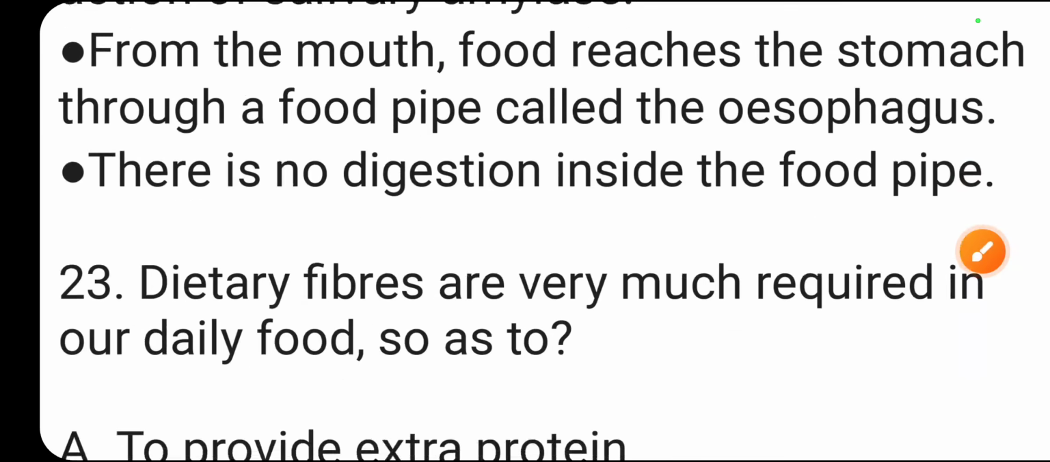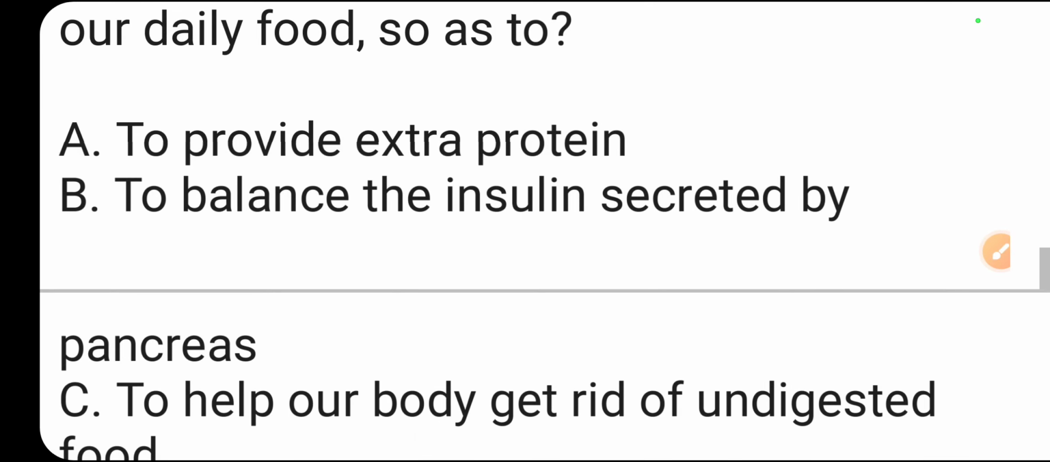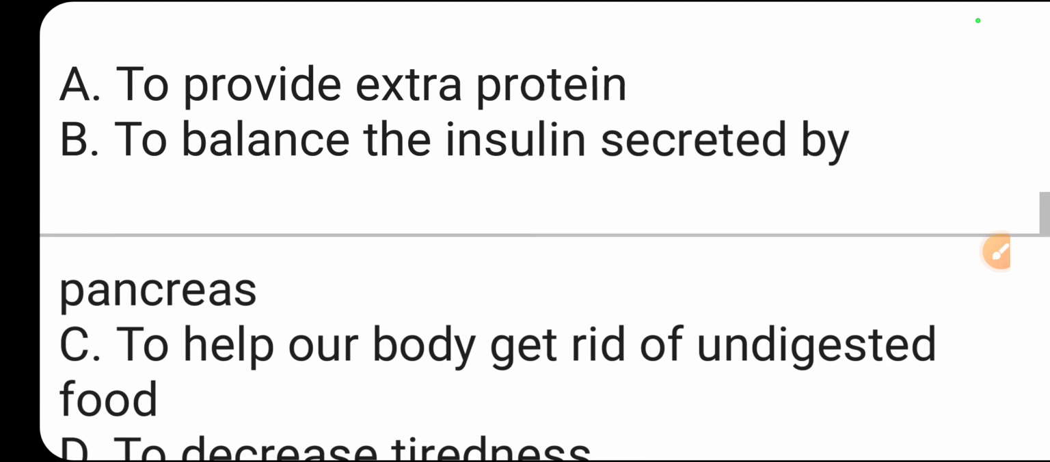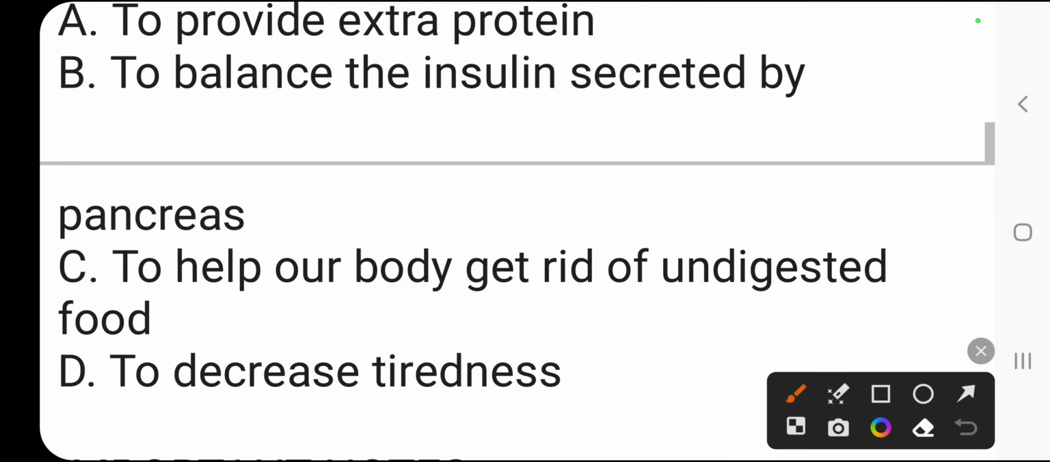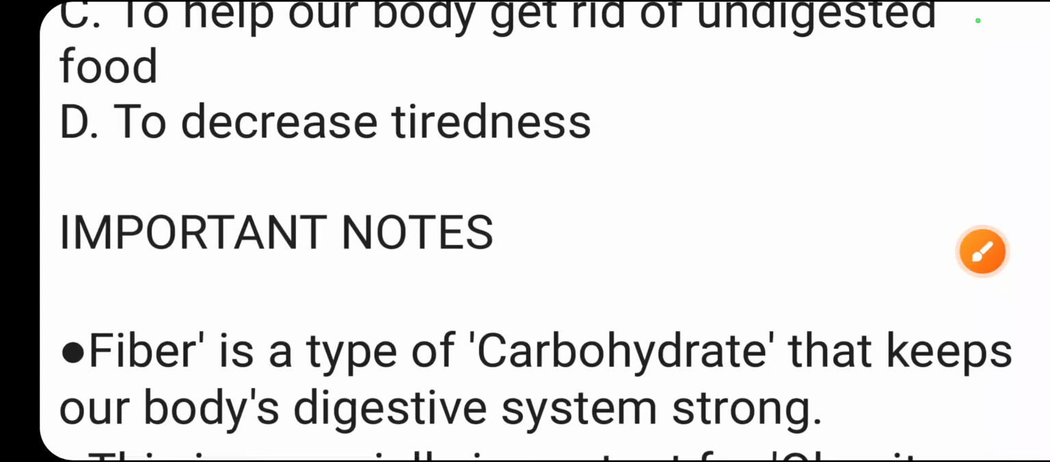Next question. Dietary fibers are very much required in our daily food. So, what is the function of the dietary fiber? The answer for this is to get rid of the undigested food. Okay, we'll see some notes here.